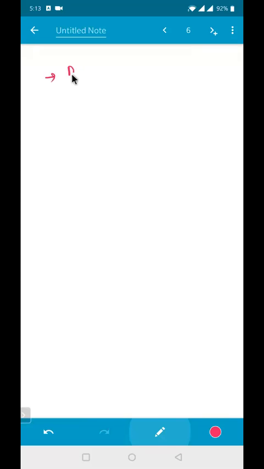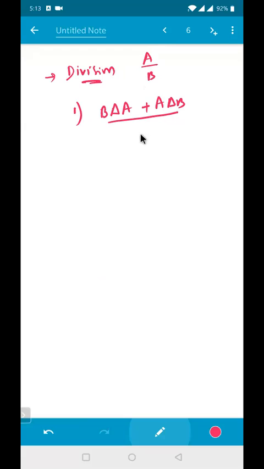That is nothing but division. If I'm going for division, it is A divided by B. The absolute error is (B into delta A plus A into delta B) divided by B square. Isn't it? In the same way, relative error, there is no change. It will be the same as that of multiplication.